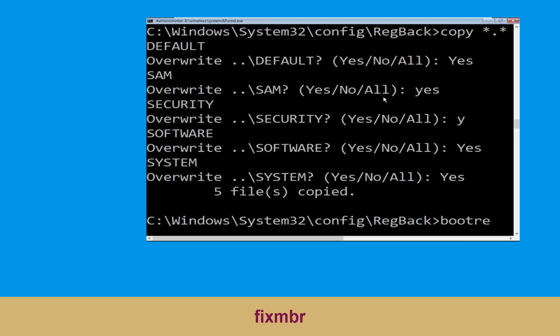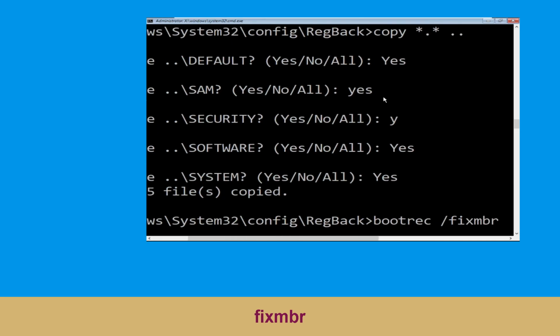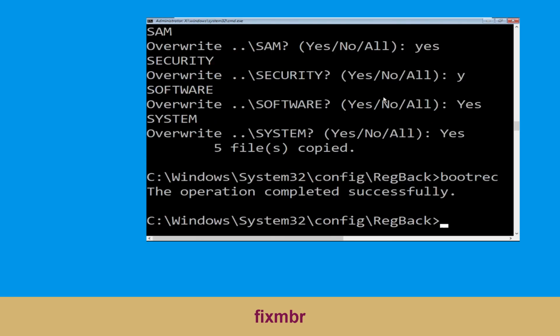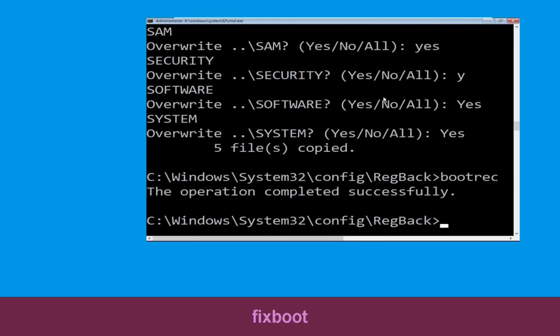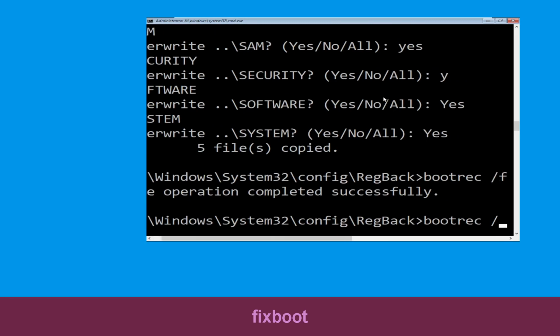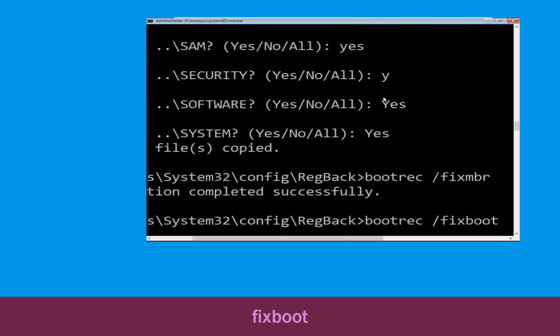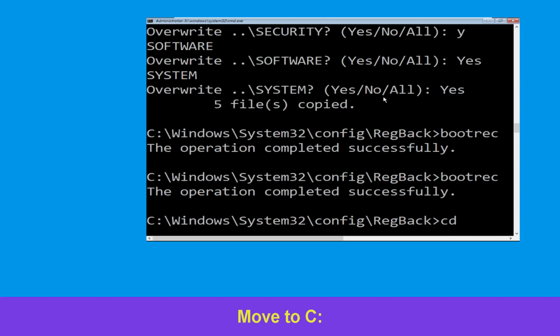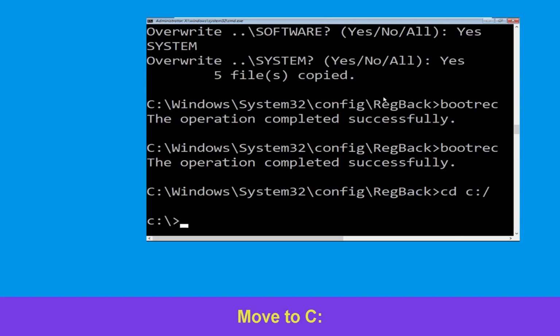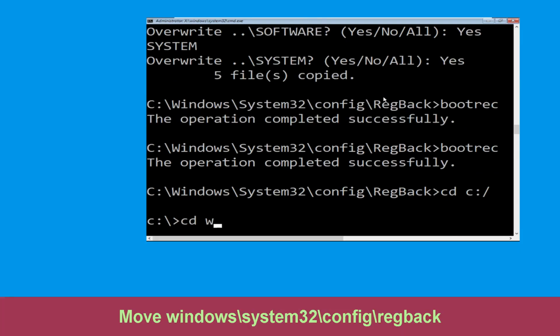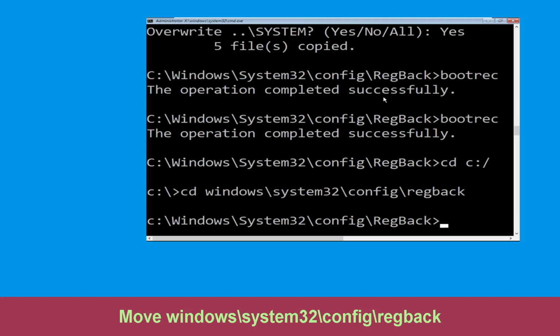Now type bootrec /fixmbr and simply hit enter. Type bootrec /fixboot and hit enter. Now execute this command cd c:\. Now execute this command. Type cd windows\system32\config\regback. Then simply hit enter to execute this command.